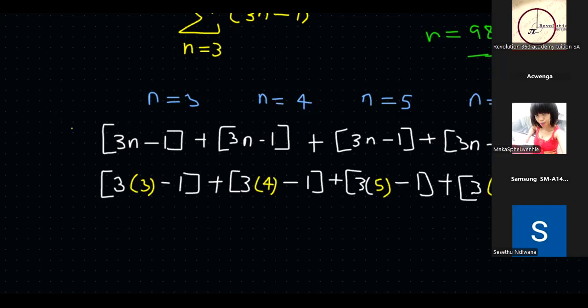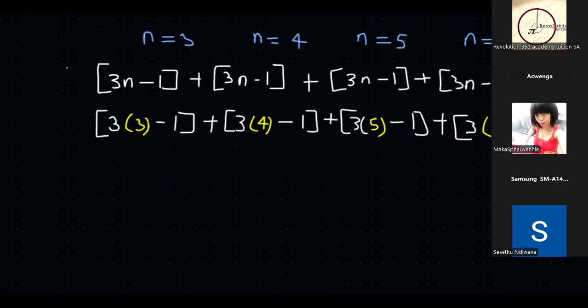Then you now write 3 times 3, we all know that is 9. 9 minus 1 is 8. Then plus, on the second part, 3 times 4 is 12. 12 minus 1 is 11. Plus, on the third part, 3 times 5 is 15. 15 minus 1 is 14. Plus 3 times 6 is 18. 18 minus 1 is 17. You can continue and so forth up until we reach 98, but I can't do all of them. Any questions?